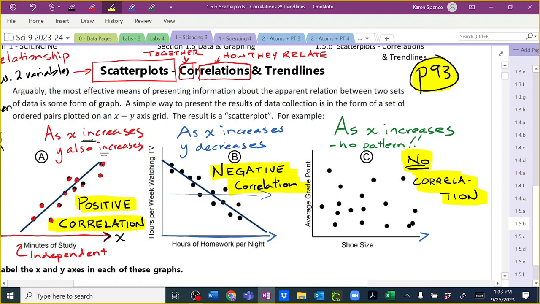So those are words that you need to know for your quiz on Thursday. What are the 4 words that we've learned so far? Tell your partner, what are 4 words or concepts that we've learned so far that will be on your quiz on Wednesday? Sorry, Wednesday.